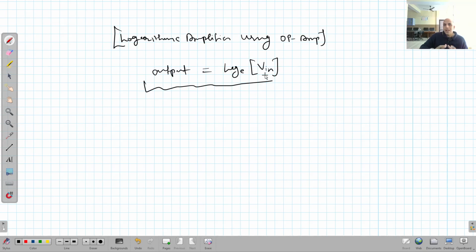And we will design this circuit by making use of an operational amplifier, right? We will design the circuit, we will understand its working, and then we will derive the expression for the output voltage that I have written here, that will be equal to the logarithm of the input voltage, right? So for it, let's start with an operational amplifier.